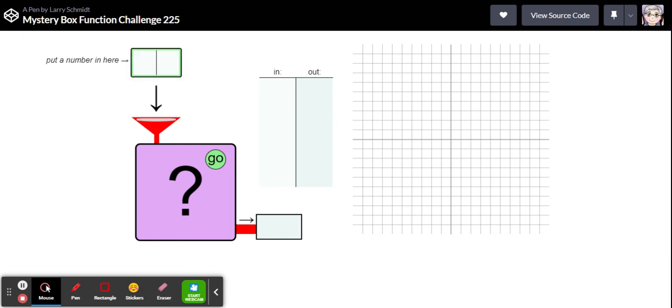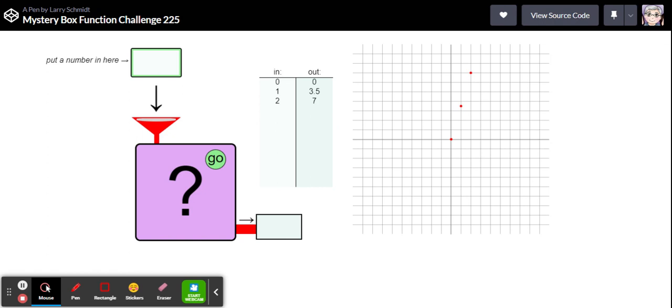All right, let's start with a 0. 0 gives us 0. How about a 1? 1 gives us 3.5. Okay, how about a 2? So 7. So far this looks linear. It looks like it went up 3.5 spaces for each space we went over.